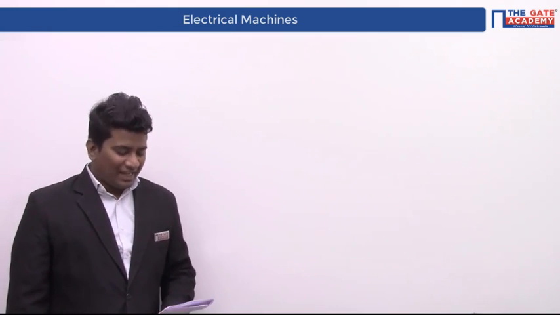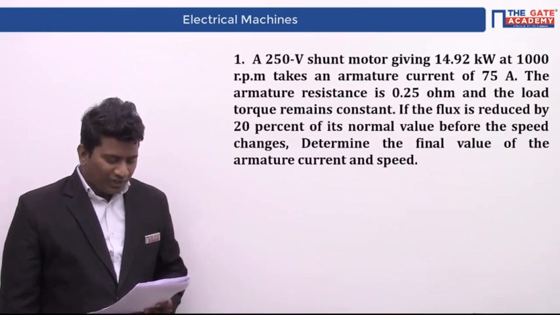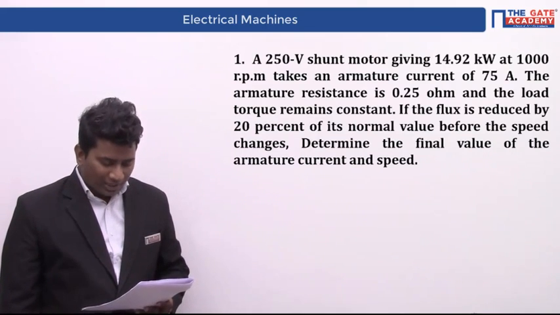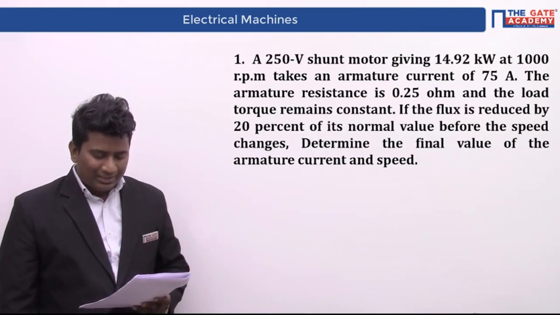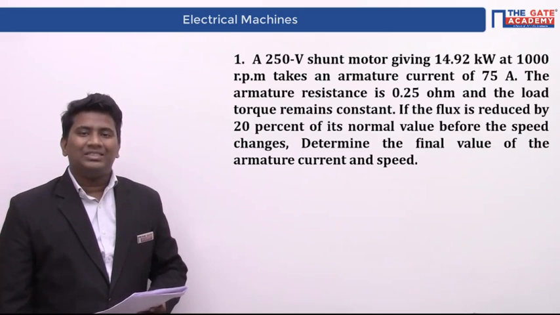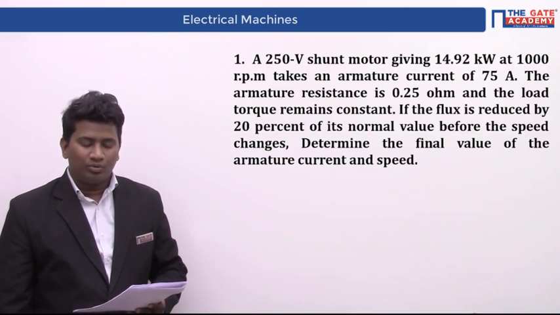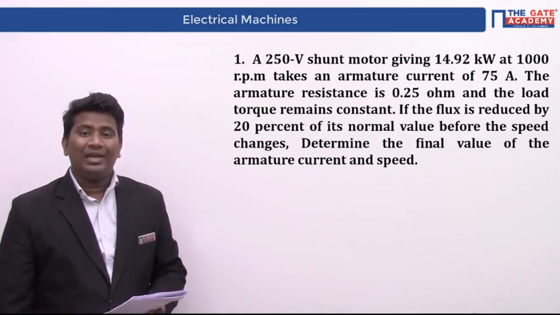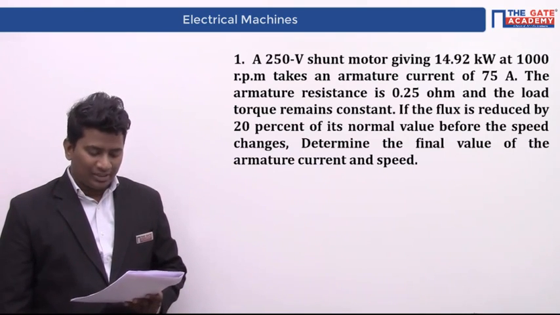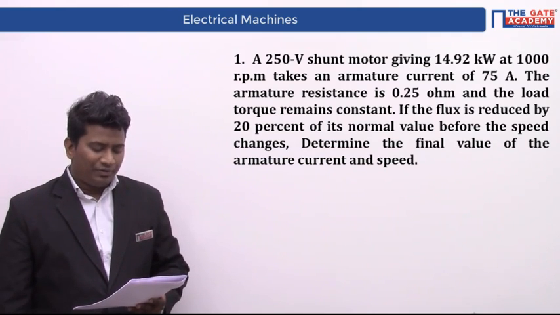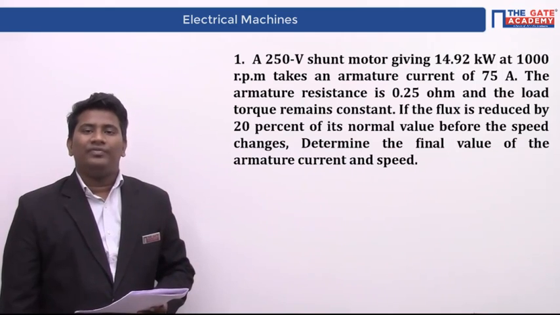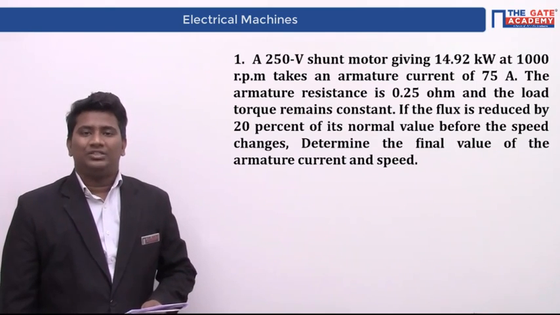The given question is as follows. A 250 volts DC shunt motor giving 14.92 kilowatt at 1000 rpm takes an armature current of 75 amperes. The armature resistance is 0.25 ohms and the load torque remains constant. If the flux is reduced by 20% of the nominal value before the speed changes, determine the final value of the armature current and speed.